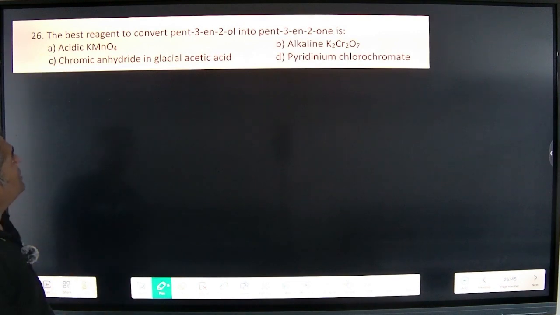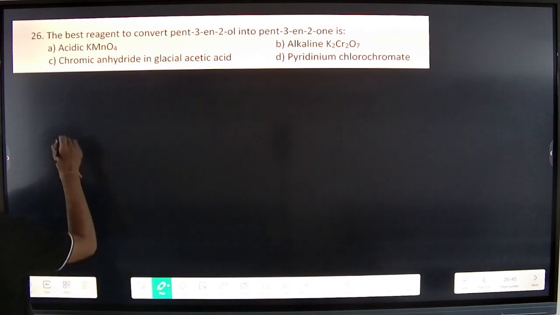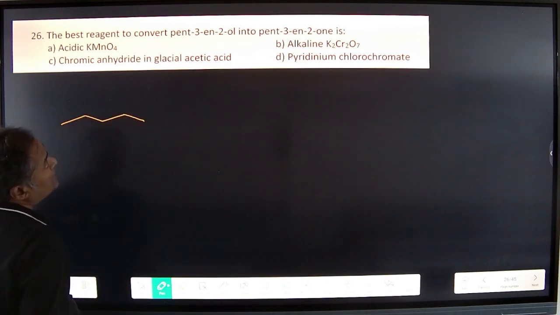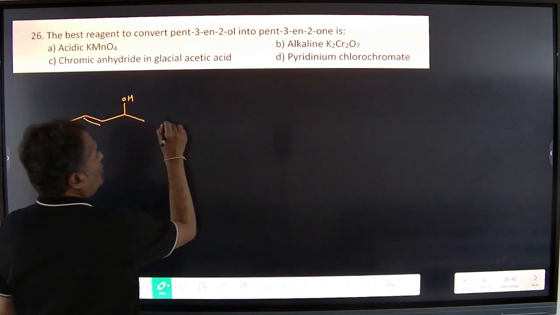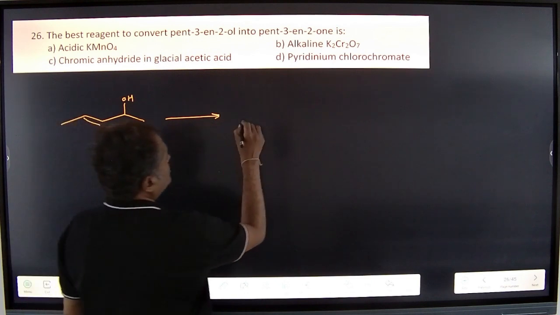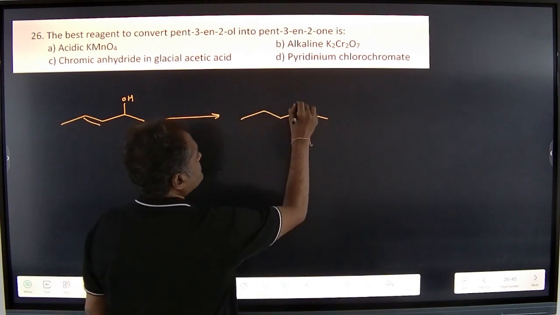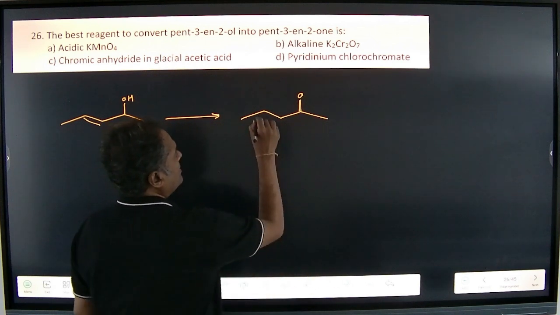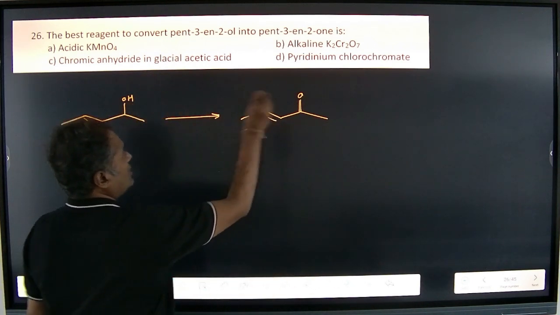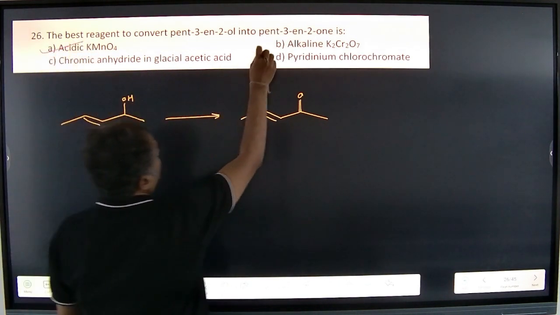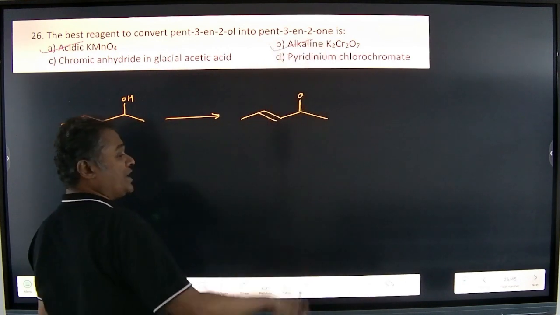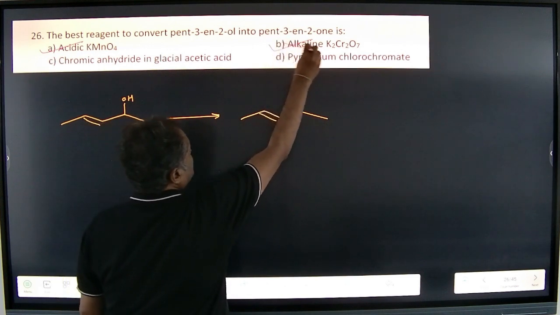Now, here child what they have given? The best reagent to convert pent-3-en-2-ol into pent-3-en-2-one. Now, if you see the compound properly, there are 5 carbons given to you. Second position you have got an OH and third position you have got a double bond. Now, which compound will be used to convert this into the compound which has 5 carbon atoms, second position you have got O and the double bond is there. That means your alcohol is converted into a ketone, that means it is an oxidation. But now, alkaline KMnO4 and alkaline K2Cr2O7, both of them can oxidize your double bond also, and since my double bond remains as it is, these cannot be the answer.